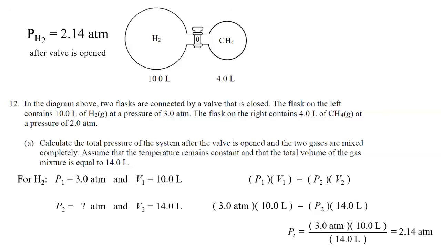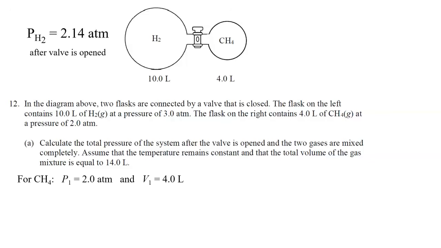Now let's repeat that calculation for the gas on the other side of the diagram, the methane. So for the methane, CH4, the initial pressure before the valve is opened is 2 atmospheres. The initial volume occupied by the gas before the valve is opened is 4 liters. Now, once the valve is opened, the new pressure of the methane will be some number that we don't know yet. It's going to be less than 2 atmospheres. And once the valve is opened, the volume occupied by the methane will be 14 liters.